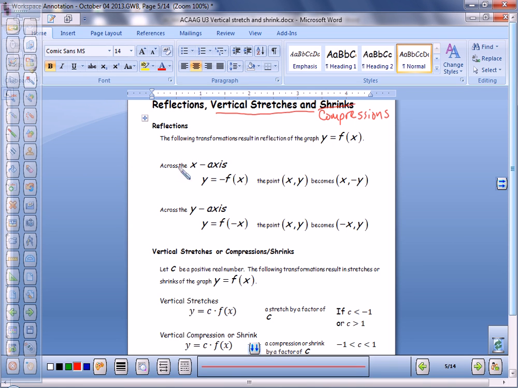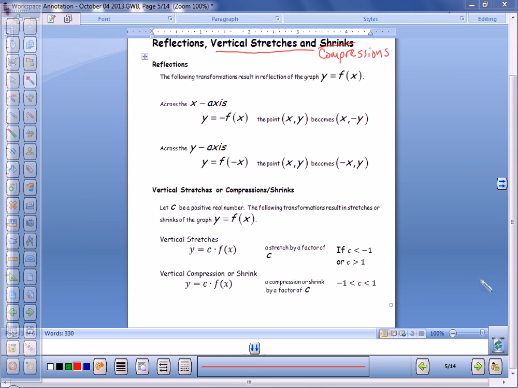Okay, we've already talked about reflections. This is a review. A negative out in front is a reflection across the x. This point becomes this one because when we reflect over the x-axis, it changes the y to the opposite. y equals f of negative x is a reflection across the y-axis, and a point (x, y) would become the opposite of x and y. Today, what we're going to add to that is those vertical stretches and compressions.